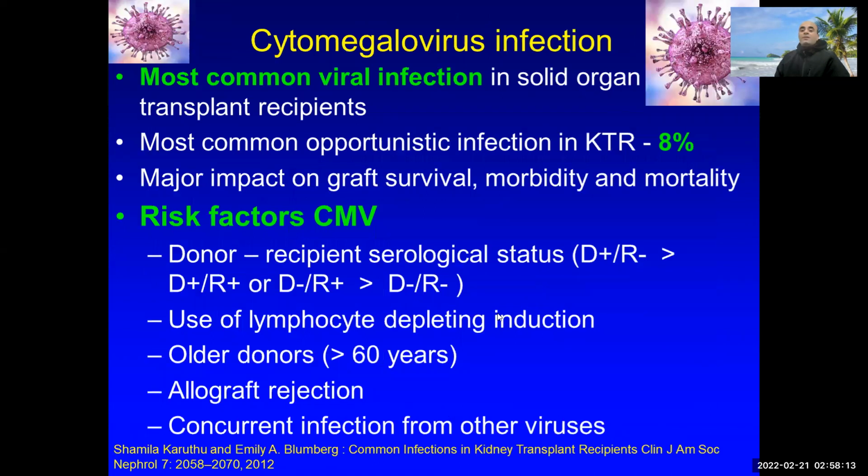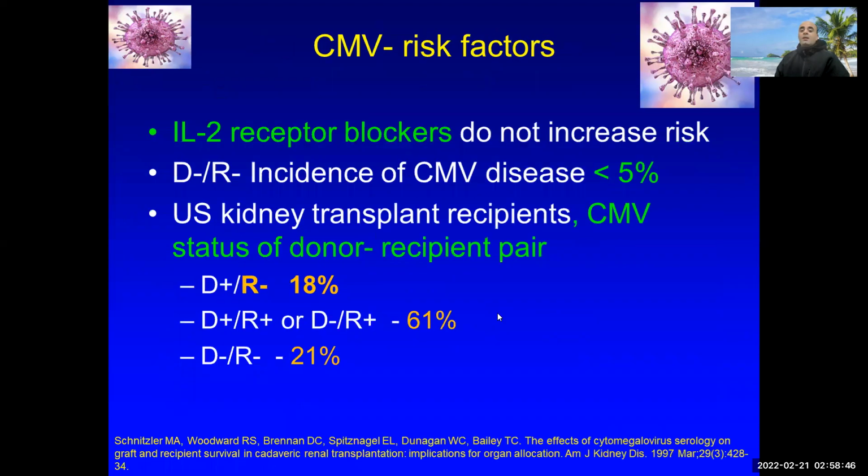It is the most common viral infection in solid organ transplant and the most common opportunistic infection in kidney transplant, with a major impact on graft survival, morbidity, and mortality. Risk factors for CMV: donor-recipient mismatch, especially donor positive and recipient negative; use of lymphocyte-depleting agents such as anti-thymocyte globulin; older donor, more than 60 years; allograft rejection and receiving augmented immunosuppression, which can activate CMV infection; and concurrent infection from other viruses. Interleukin-2 receptor blockers do not increase the risk.